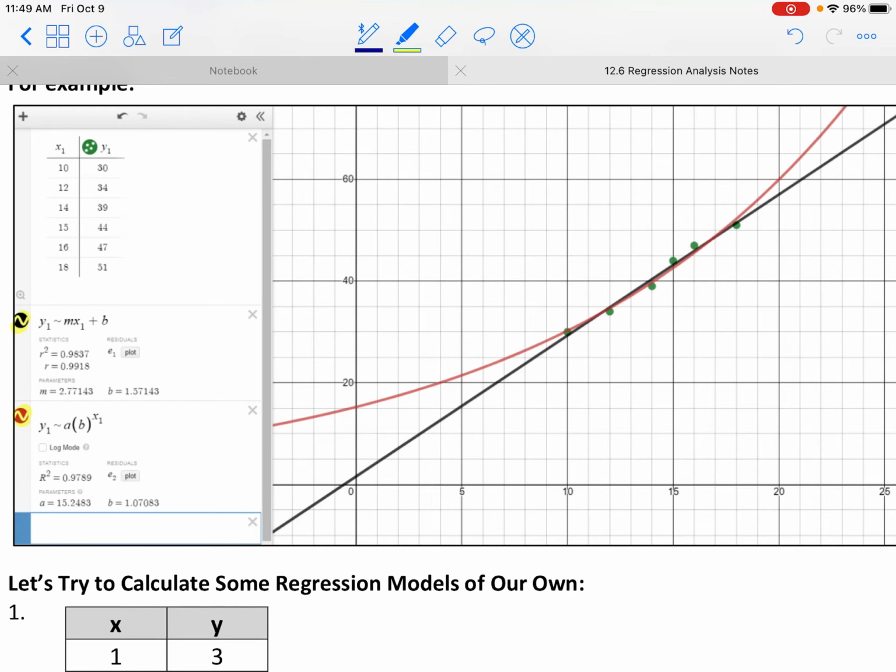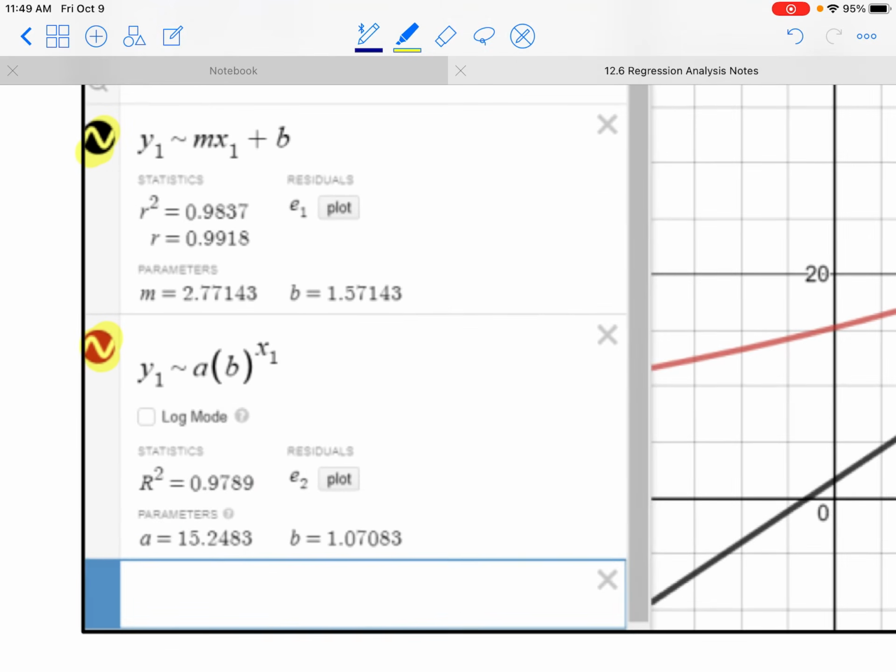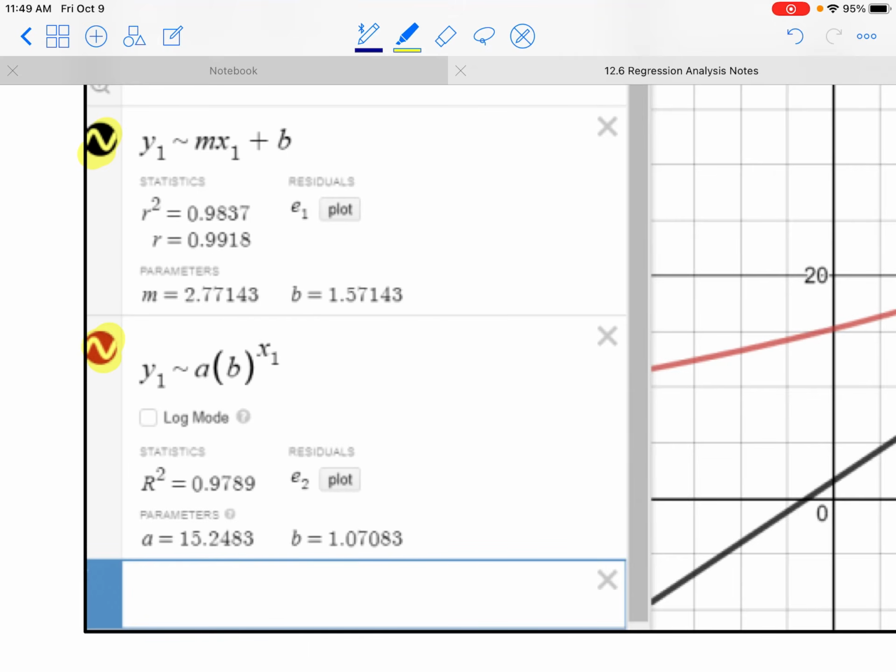And I mean, it looks like the data really could go either way, so I'm not sure if a linear model or an exponential model fits it better. So what I have to look at to be sure is the correlation coefficient. And what's going to happen when you type this into Desmos is it's going to tell you the correlation coefficient. So in both of these, you're given the correlation coefficient. So here at a 0.9837 and here at a 0.9789, this is stronger because it's closer to 1.